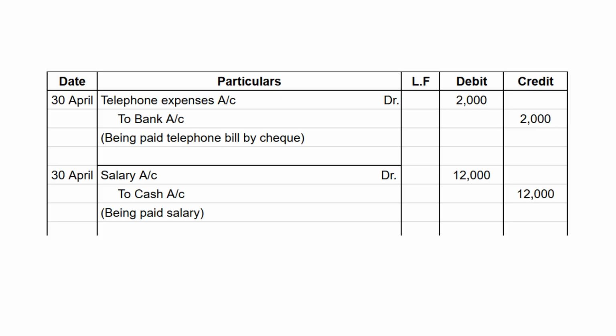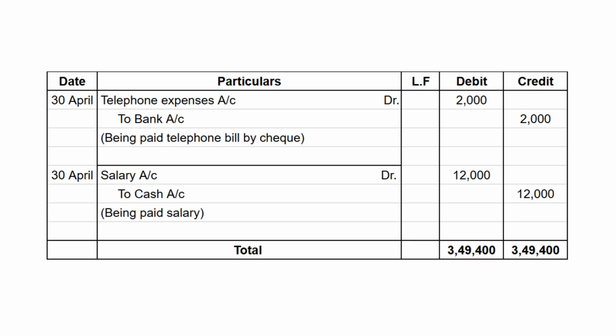Now we have recorded all the transactions. Let's calculate the total. So it is 3,49,400 on each side. As you can see, the total of debit side and the credit side is the same, 3,49,400 each. That's how we know our journal entries are correctly recorded. In every journal, total debits must always be equal to total credits because for every debit there is an equal credit. If both sides match, it means all transactions are balanced correctly and recorded without mathematical errors.